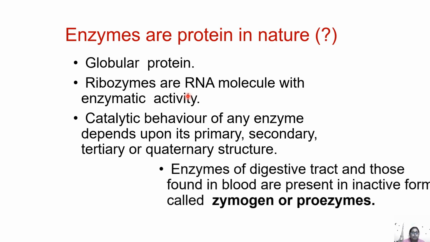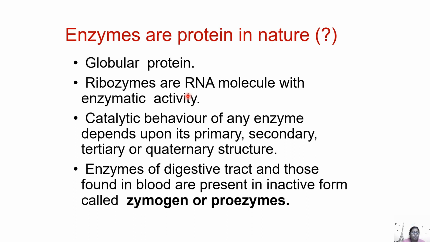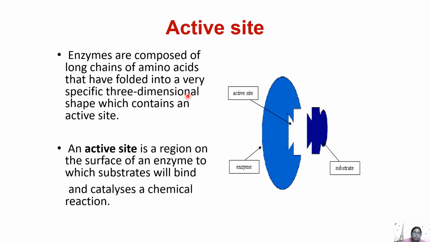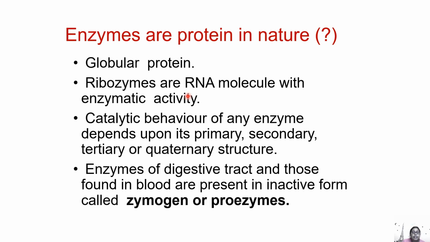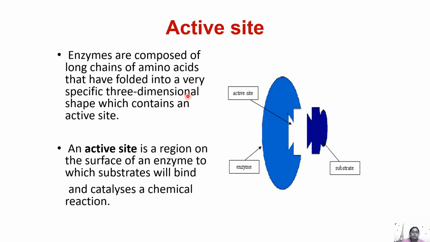We have already talked about the different levels of structure of protein in one of the previous classes. Enzymes of the digestive tract and those found in blood are present in an inactive form called zymogen or proenzymes, and they are then converted into their active form when needed. Okay, so what is an active site?